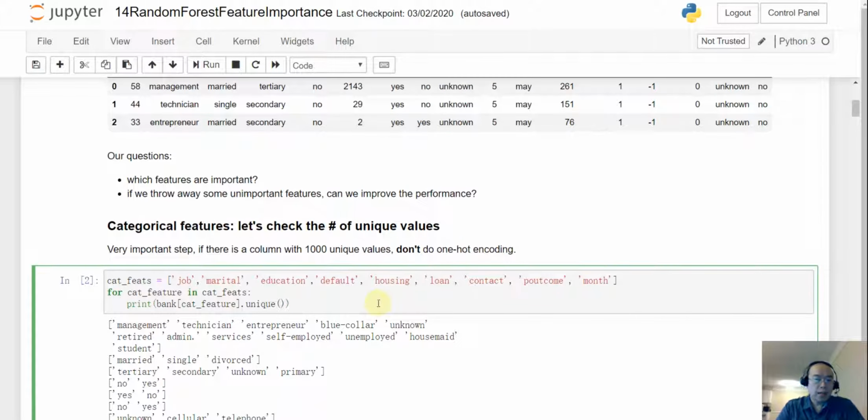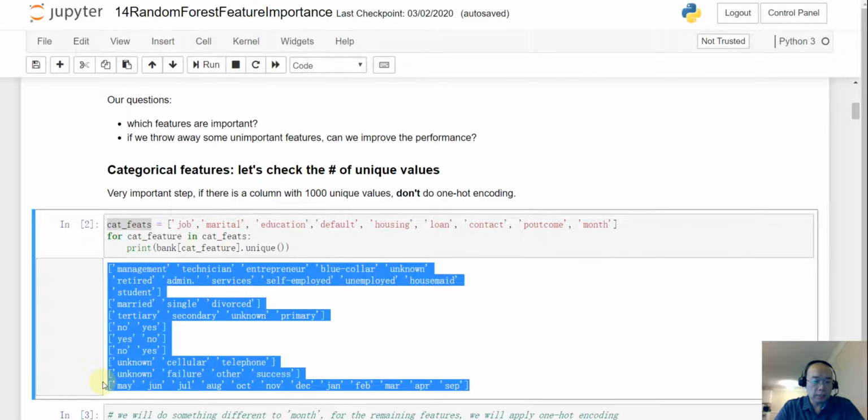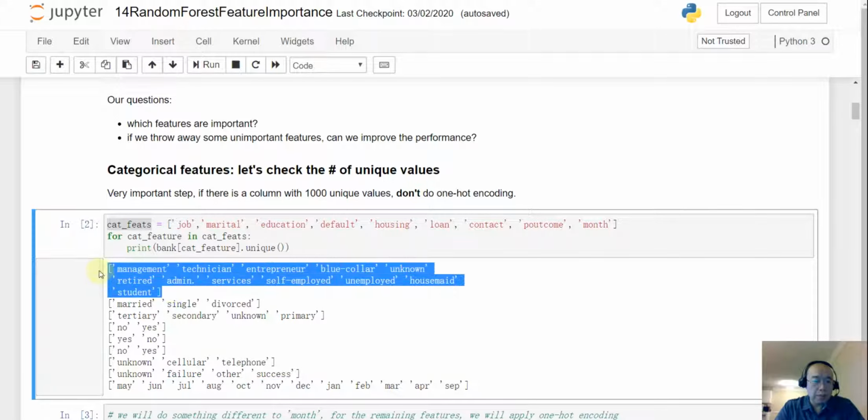The first thing I would like to try is to put all the categorical feature column names into a list. After that, I create an iteration to go through each of the categorical features and take a look to see how many distinct values there are. It's not a surprise that for the months we have probably 12 distinct values. Another one is the job, where we do have a lot of distinct values. Those are all the categorical features we are going to deal with.